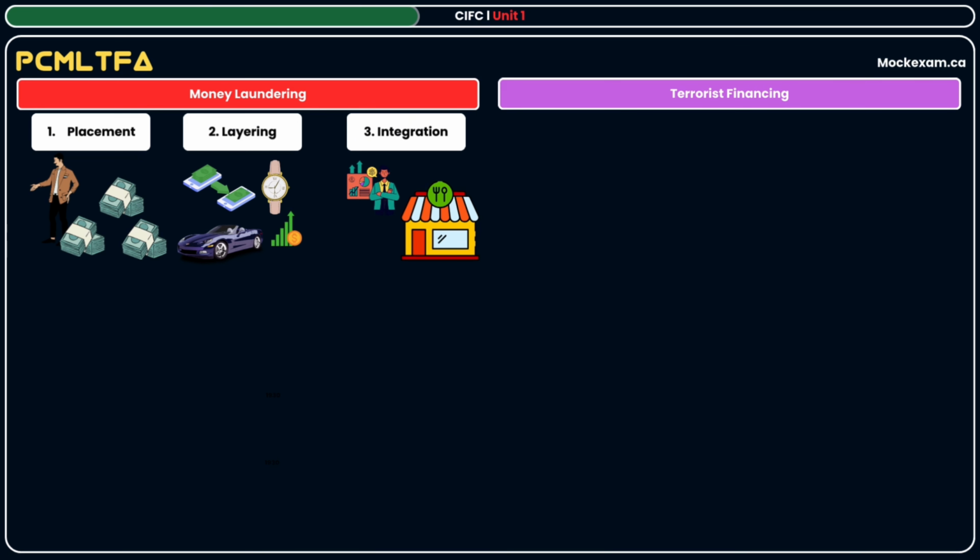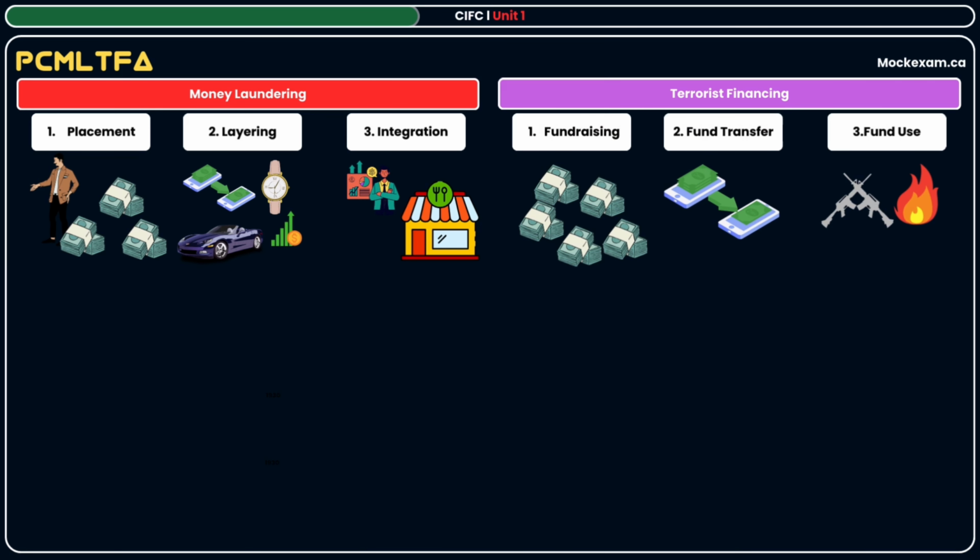Now let's get to terrorist financing. It also has 3 steps. What are the steps? Fundraising, fund transfer and fund use. Terrorists need money to plan attacks. Okay. They hide where their money comes from, so authorities don't track them. Okay. So, the fundraising step, where do they get their money? From people or organizations or governments, even some governments support them.